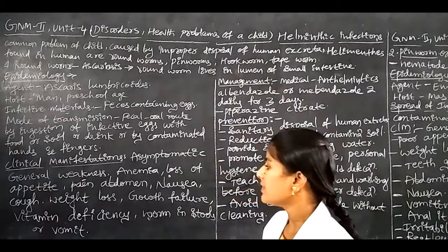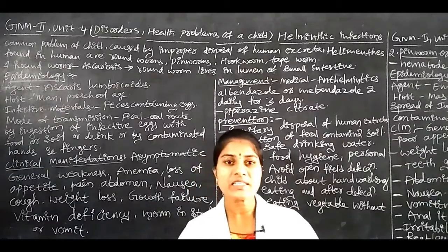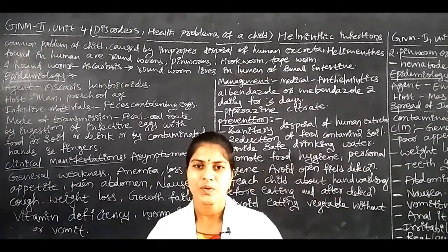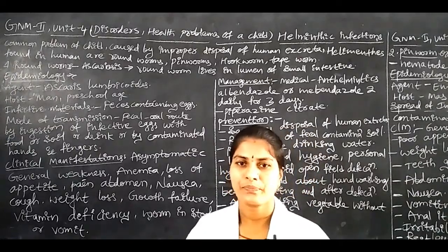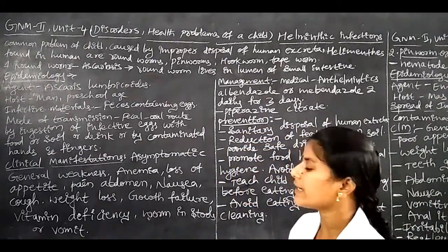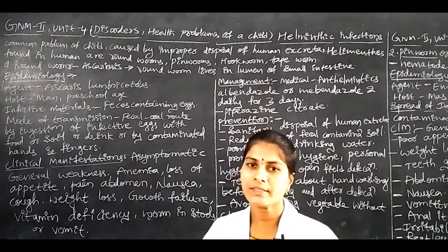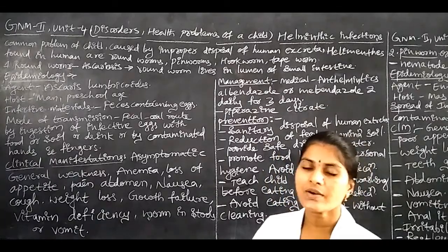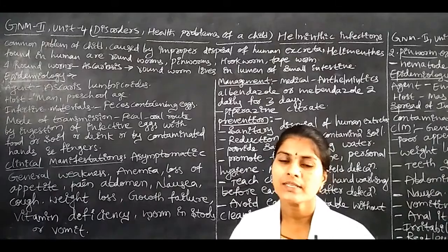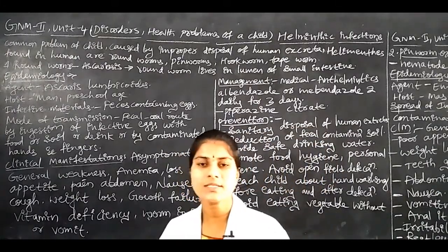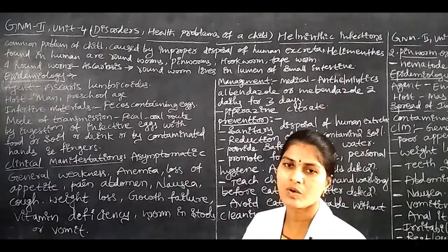Next, weight loss is identified. Why? Because the child is not taking sufficient food, that's why the child has weight loss. Next is growth failure. Children with this type of helminthic infection have failure in their growth, meaning their height and weight are not at normal measurements for children. Why? Because they are suffering with an infection, that is, roundworms.